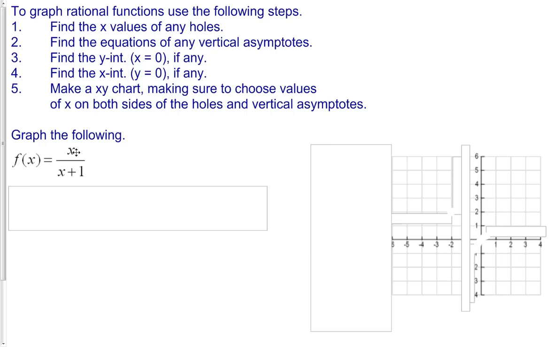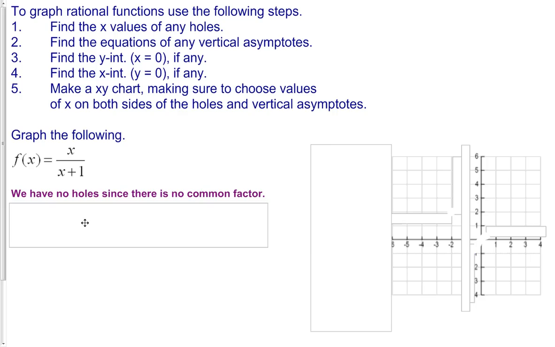So let's start with an example. f of x equals x over x plus 1. First of all, we want to make sure that this is completely factored. In this case, x over x plus 1 is completely factored, so we can go ahead and look for any holes or vertical asymptotes. Since there are no common factors, x and x plus 1 are not common factors, we can assume that there are no holes in this graph.